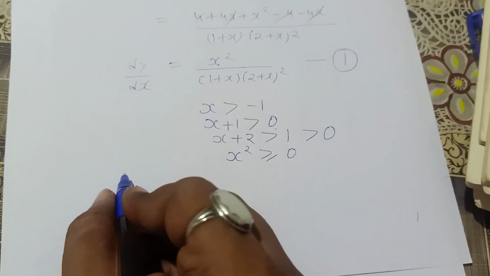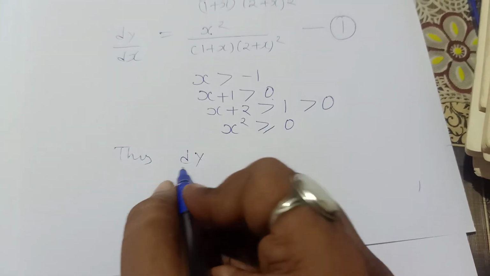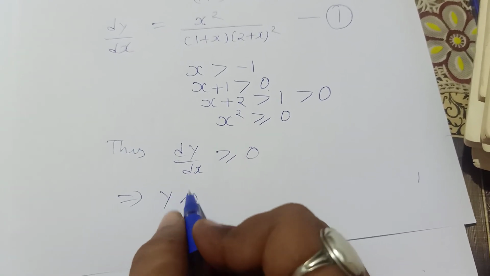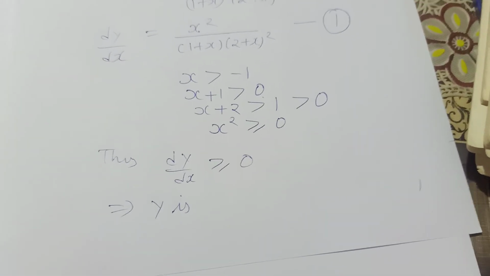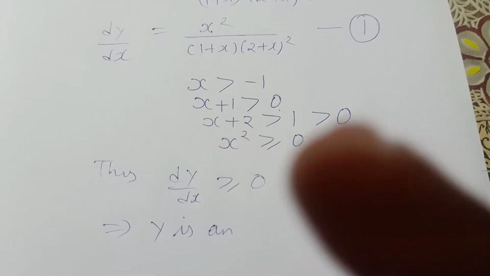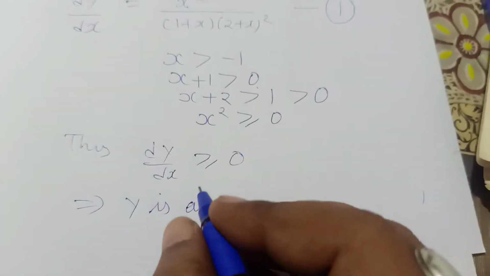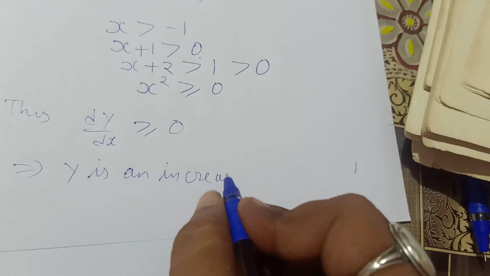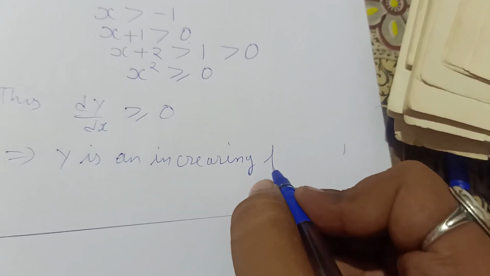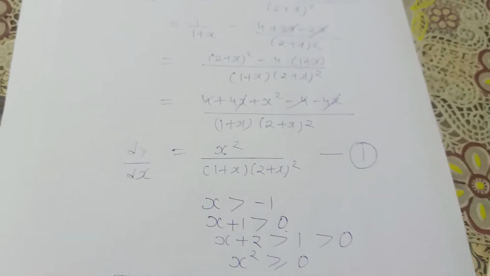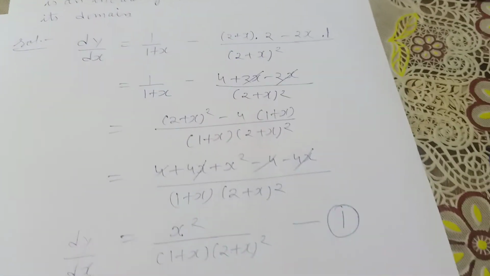So we can say thus dy by dx is greater than or equal to 0, or this implies y is an increasing function. Okay, so this completes the solution. Now we take up the next question.